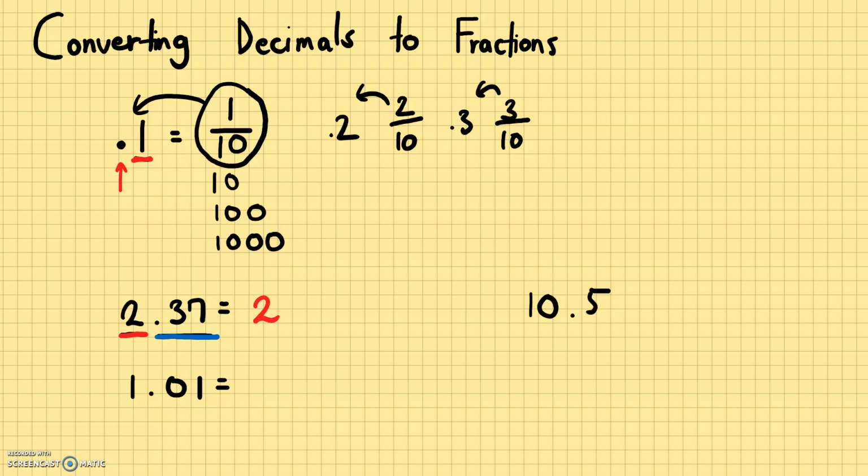And then you can change the 0.37. Okay, so 0.37 is going to be 37 on the numerator. The denominator is going to be 1 followed by 2 zeros because there are 2 numbers. Okay, and this would be your answer, 2 and 37 over 100. So when you're changing a mixed decimal, it's going to be a mixed number.